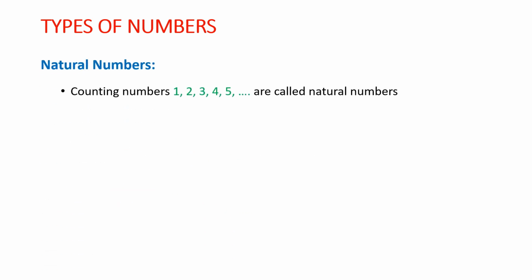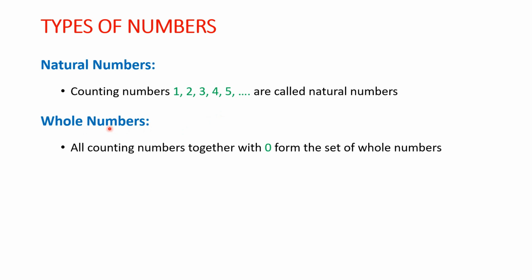That's all about place value and face value. Next, we will see about types of numbers. First, we will start with natural numbers. All the counting numbers are called natural numbers. The counting numbers are 1, 2, 3, 4, 5, and it will go on up to infinity. So the natural numbers will start from 1 and go up to infinity.